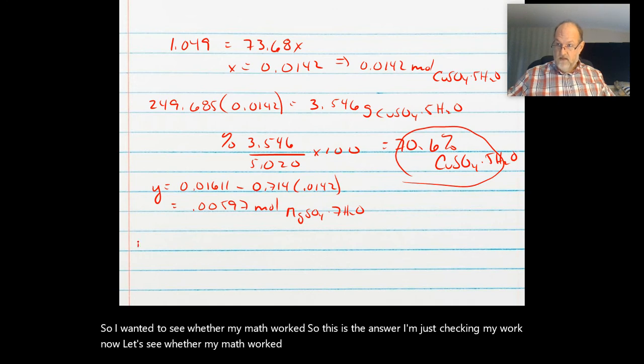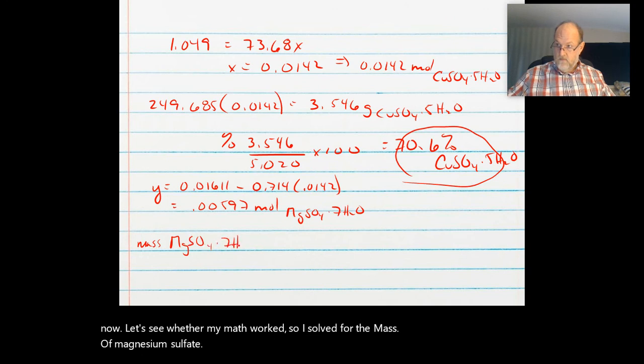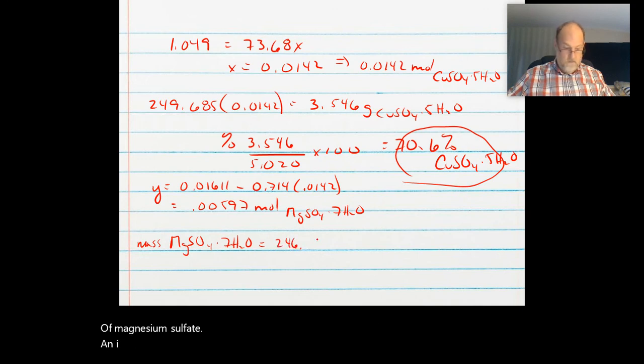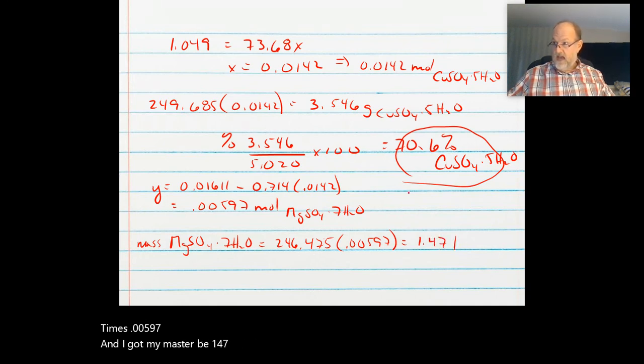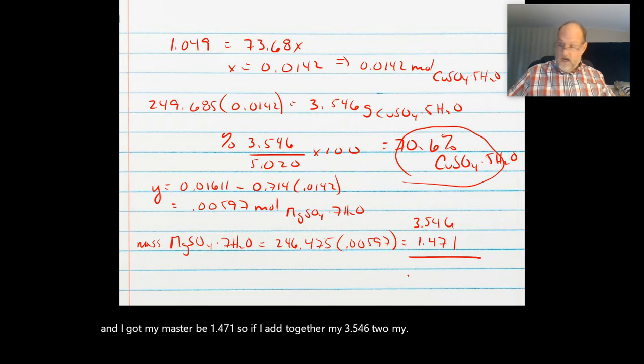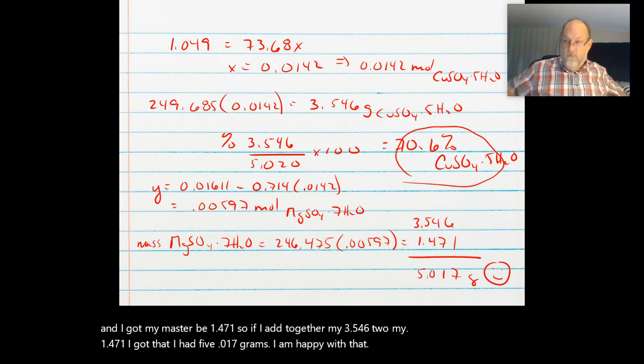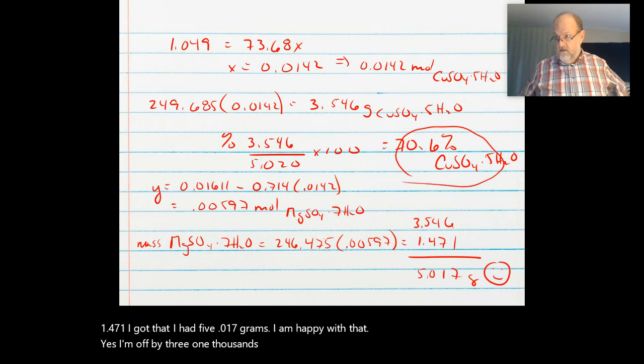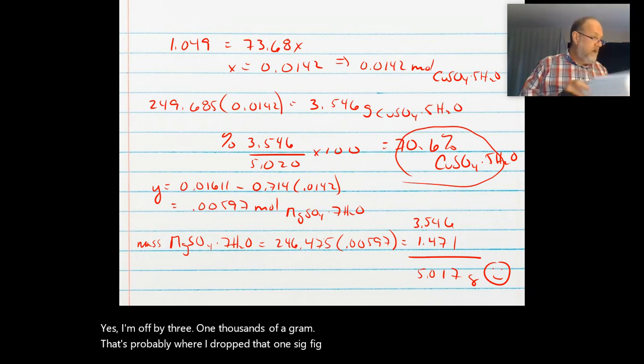So I solved for the mass of magnesium sulfate. And I did 246.47375 times 0.00597. And I got my mass to be 1.471. So if I add together my 3.546 to my 1.471, I got that I had 5.017 grams. I am happy with that. Yes, I'm off by 3/1000ths of a gram. That's probably where I dropped that one sig fig along the way, but I'm happy with the numbers.